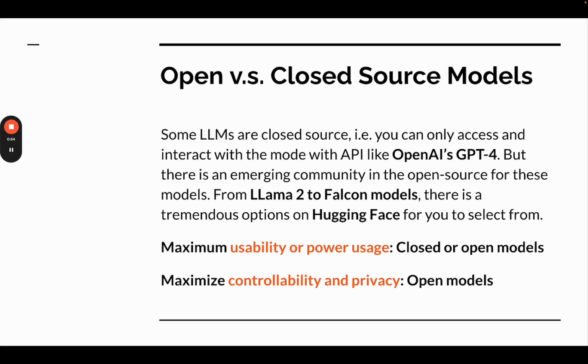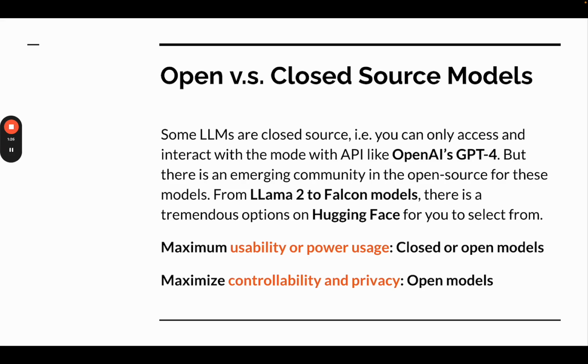Open and closed source models. Some LLMs are closed source. You can only access them through an API, like OpenAI GPT-4 or GPT-4o. But there's an emerging open source community for these models. They are like Llama 2 or Llama 3 in recent days, and there are also a lot of open source models available on Hugging Face that you can select from. We will introduce that in the course as well.